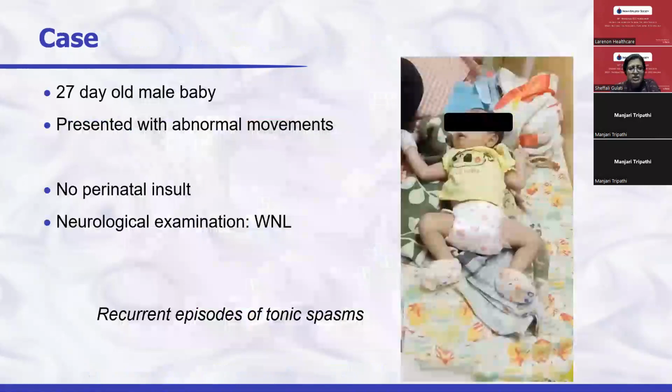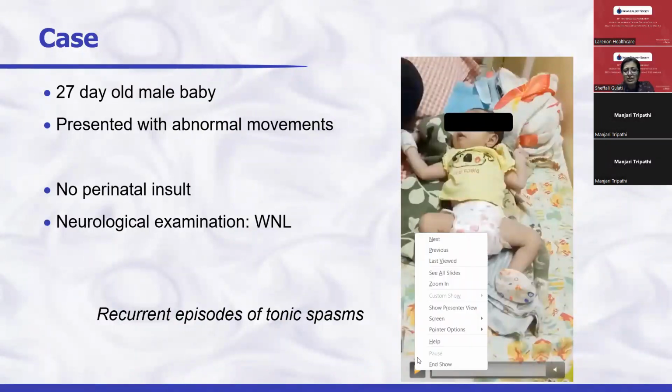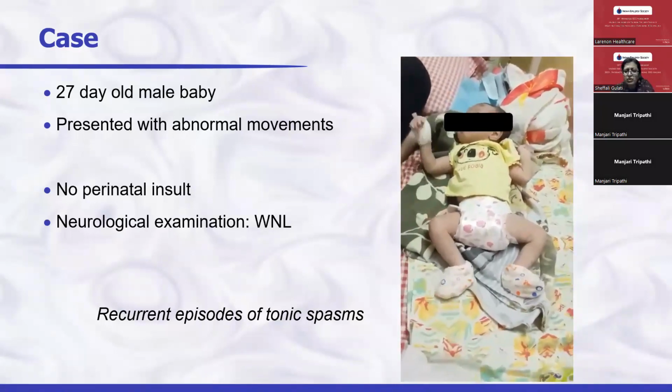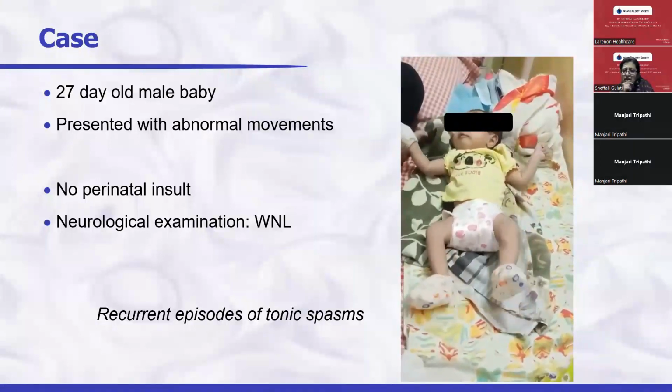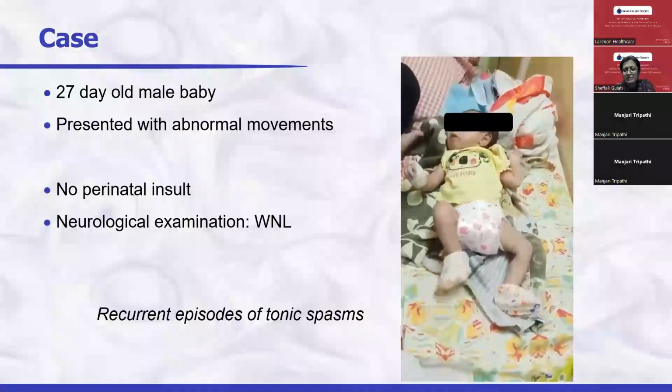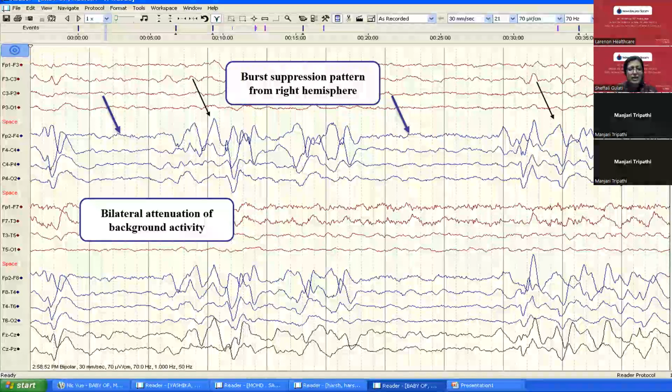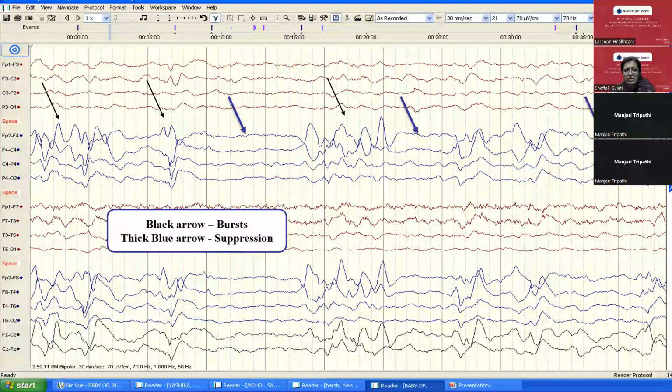So now we go age-wise, and this is a 27-day-old baby with abnormal movements. There was no perinatal insult, and the neurological examination was within normal limits. This child was having recurrent episodes of tonic spasms. When we saw the EEG, there was a bilateral attenuation of the background activity, and there was a burst suppression pattern coming from the right hemisphere. The black arrow shows some of the bursts, and the thin blue arrows are the suppressions in the picture.